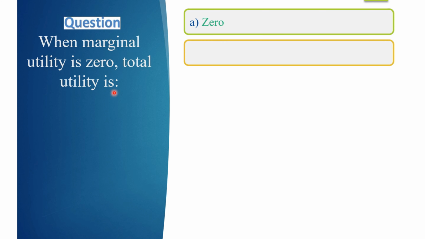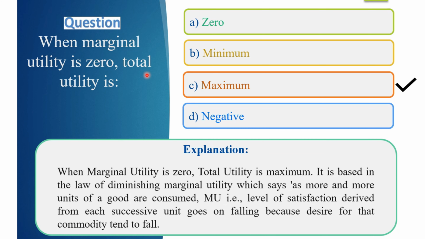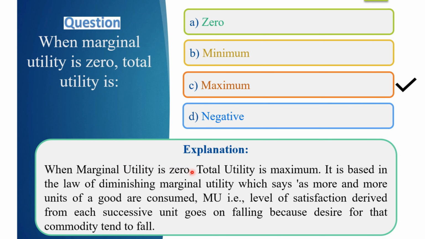Option number 1, 0. Option number 2, minimum. Option number 3, maximum. And option number 4, negative. As it is the same question, we did it earlier in some slides. And the correct answer for this question is option number C, maximum. When marginal utility is 0, total utility becomes maximum.